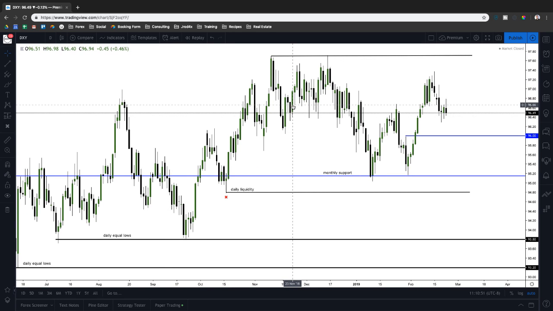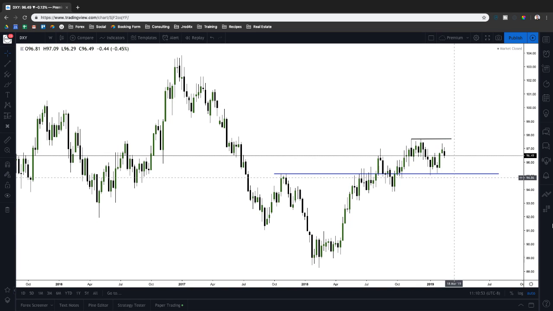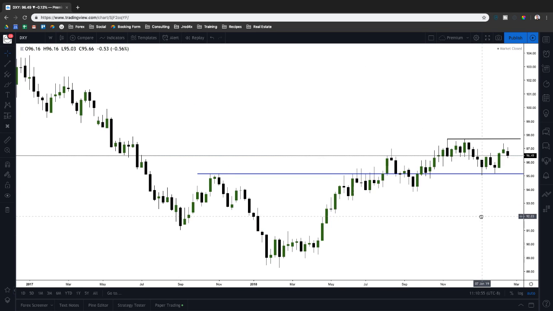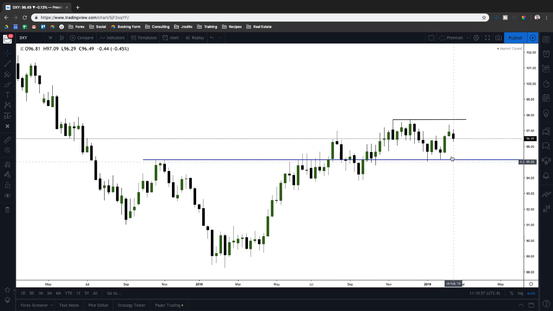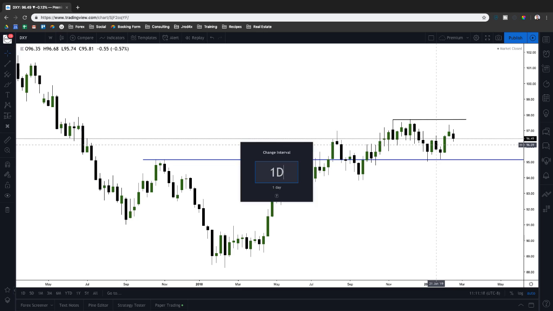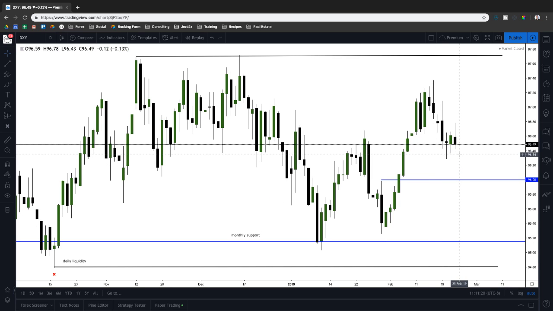Looking at dollar index, we can go out to a weekly time frame. In terms of a weekly perspective, above us we have the equal highs at 97.70. That's where our buy side liquidity will be, and our sell side liquidity will be resting below this low at 95.20. On a weekly basis, you can see that last week we had a relatively bearish week, so we're just coming back down and retesting weekly support. We'll see if we can get a potential rally from where we're at.